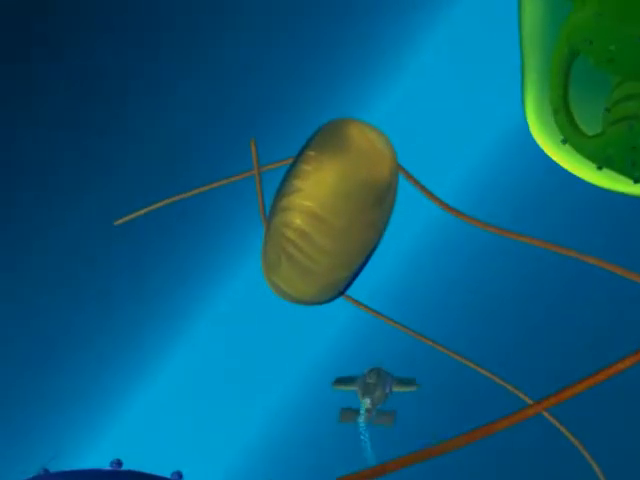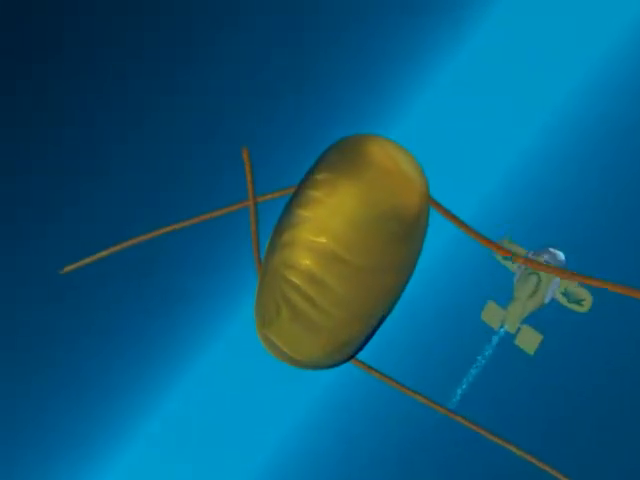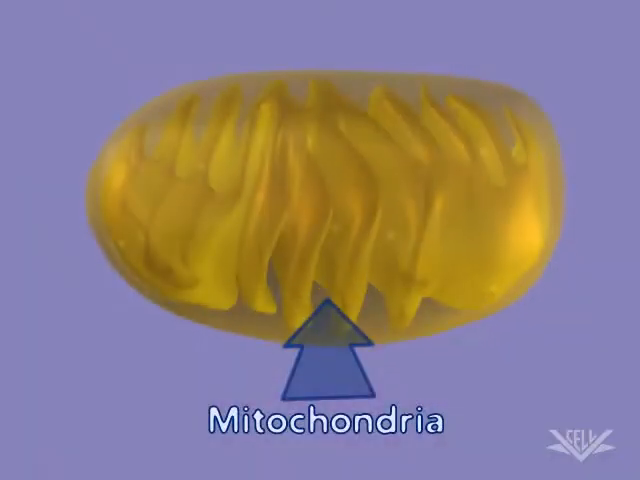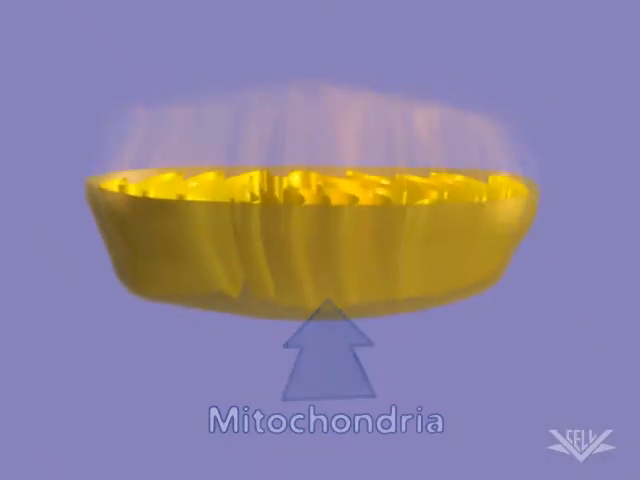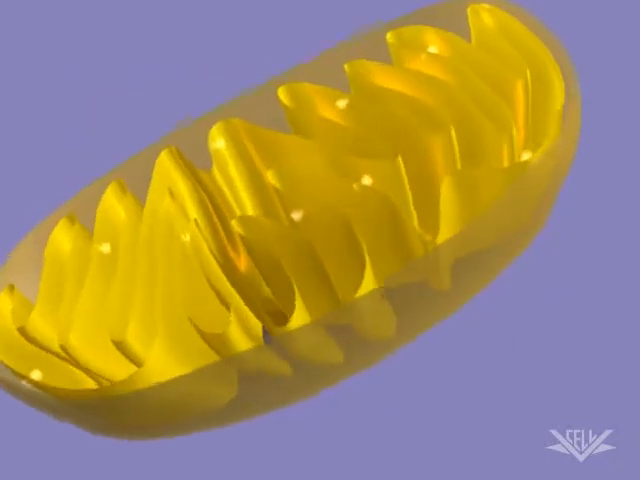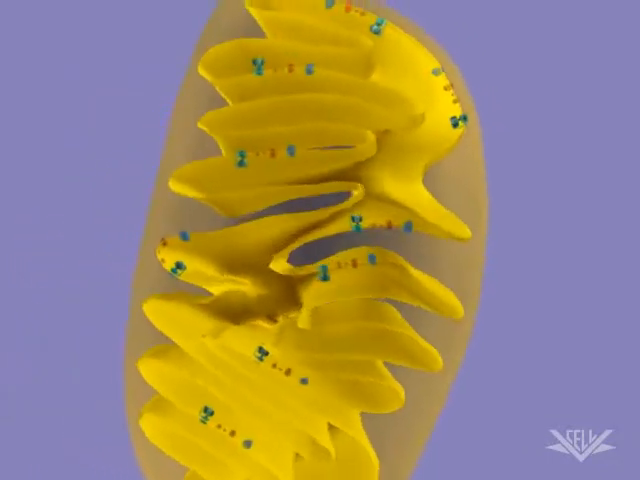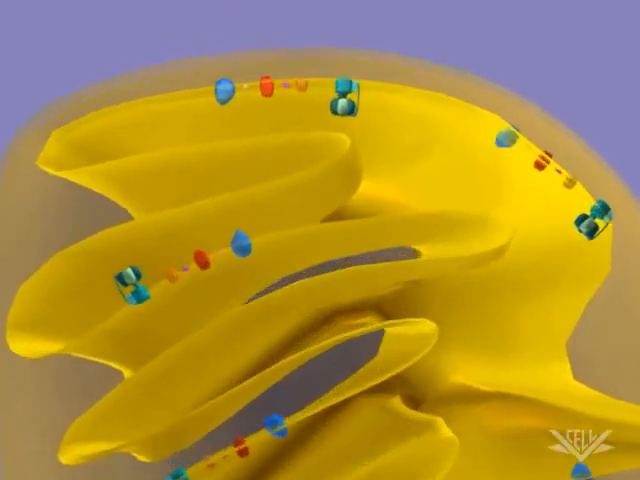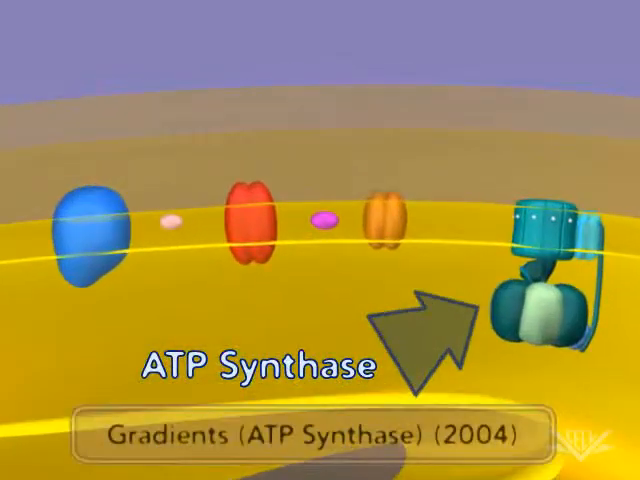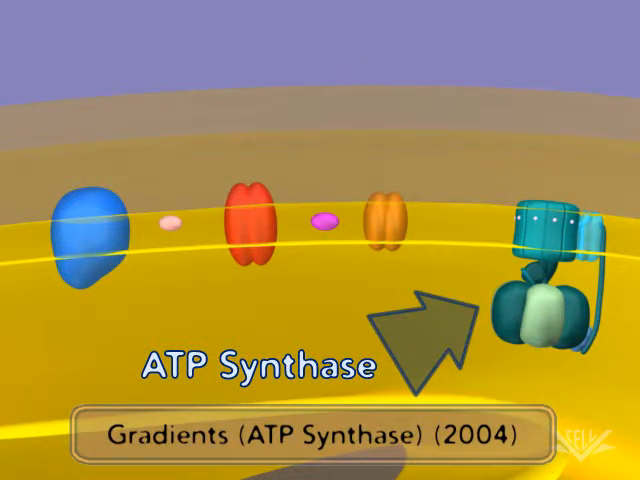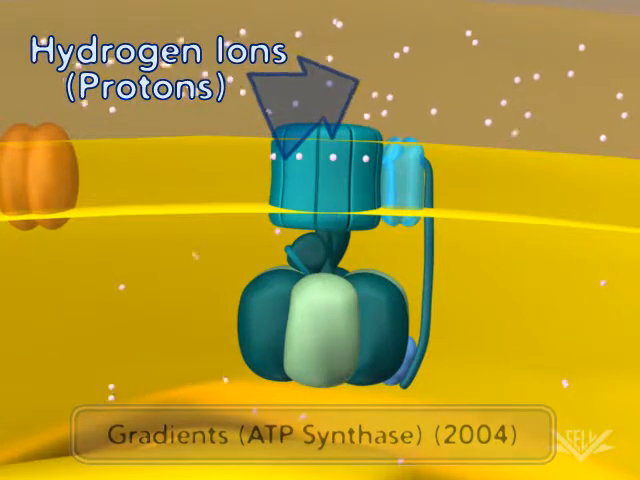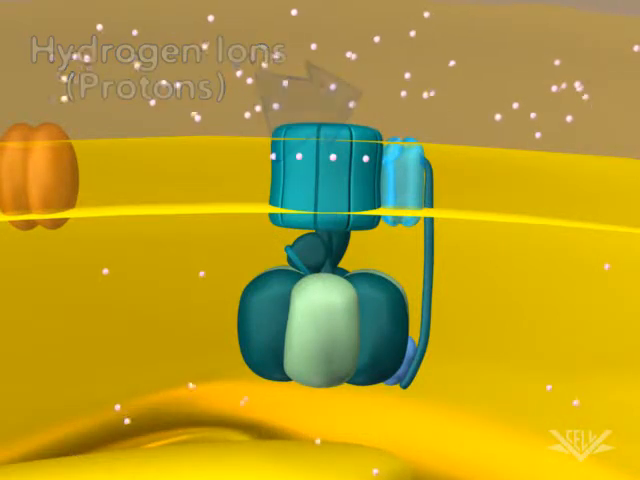Mitochondria and chloroplasts are the sites for unique cellular processes. We'll first look at the mitochondria. This organelle produces ATP, an energy molecule that is used by many other cellular processes. ATP is produced by a complex in the mitochondrial membrane called ATP synthase. The energy to produce ATP is provided by a gradient of protons, or hydrogen ions, found on two sides of the membrane.